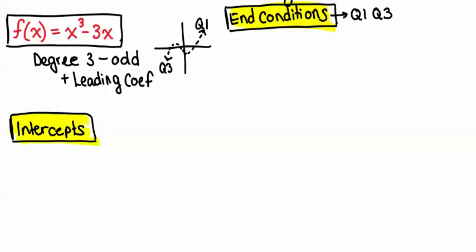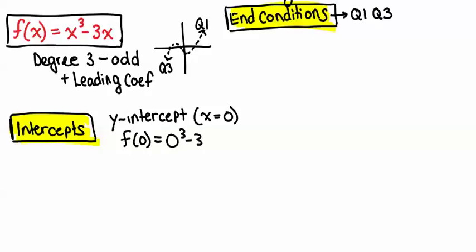Okay, so we're going to get our intercepts. So we want our x and our y. So let's start with our y-intercept. We know when we're trying to find the y-intercept, x will be equal to 0. So let's find f of 0. We just sub 0 in for x, and we get 0. So therefore our y-intercept is (0, 0).